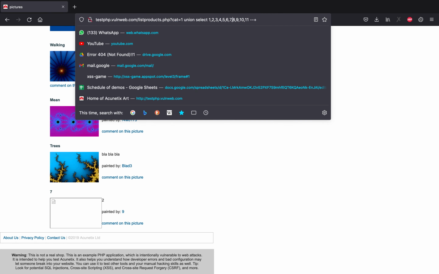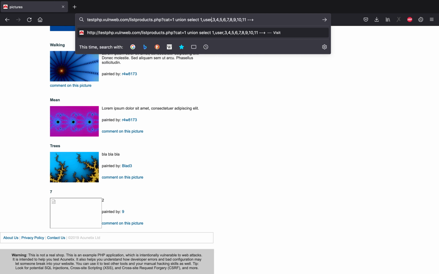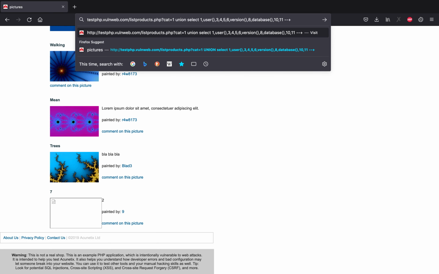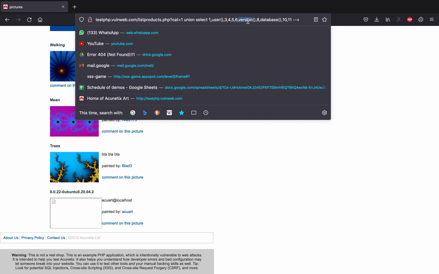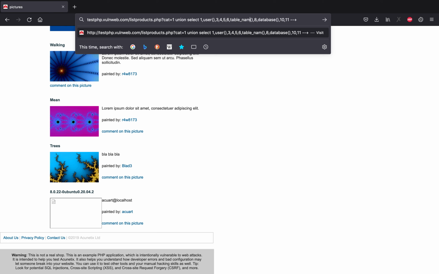Let's try some information. Instead of 2 I am going to write user, instead of 7 I am going to write the version information, and instead of 9 I am going to write database. And see, I am getting the user at the localhost, I am getting the database name as well as the version.